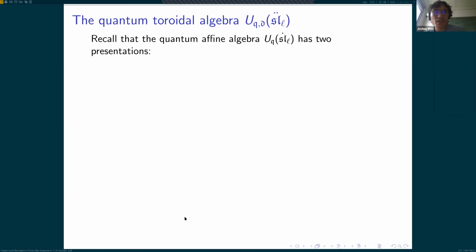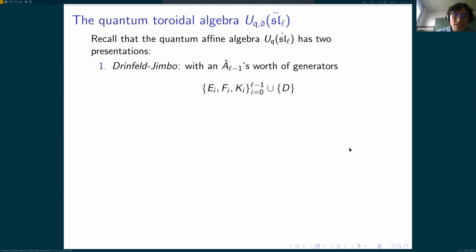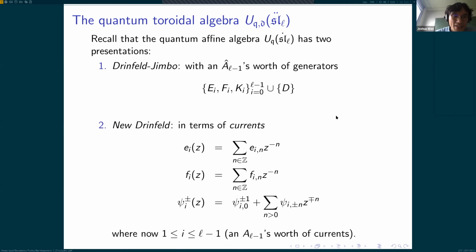So let's get to know this quantum toroidal algebra. Before doing that, let's go over quantum affine algebras. They have two presentations. You have your usual Drinfeld-Jimbo presentation, with Chevalley generators indexed by the affine A_{L-1} root system diagram. On the other hand, you have the new Drinfeld presentation in terms of currents, where you take your generators and put them in a generating series. Now you have A_{L-1}'s worth of currents, indexed from 1 to L-1, so a finite type's worth of currents.